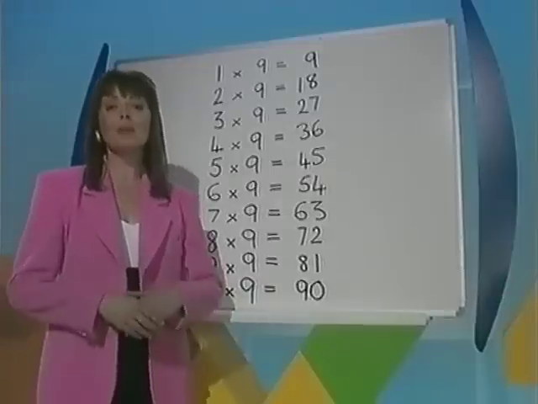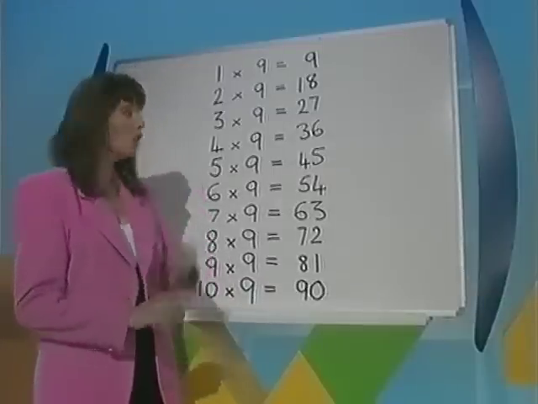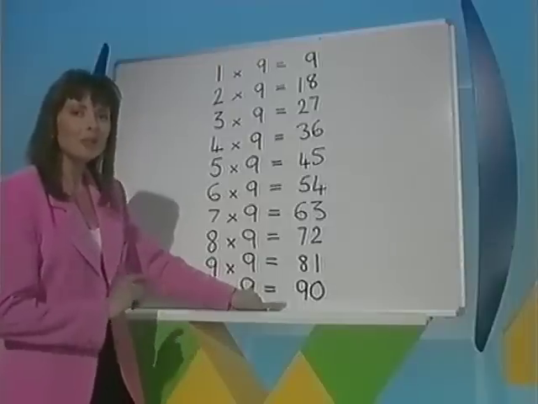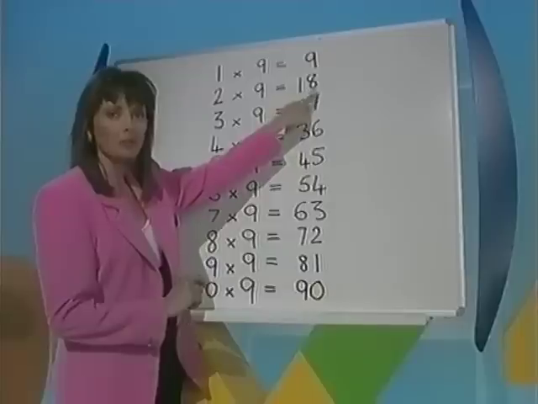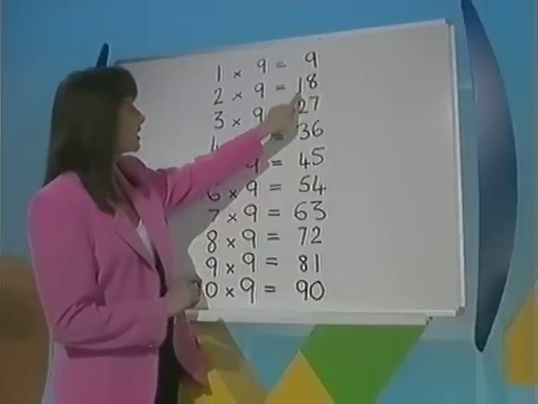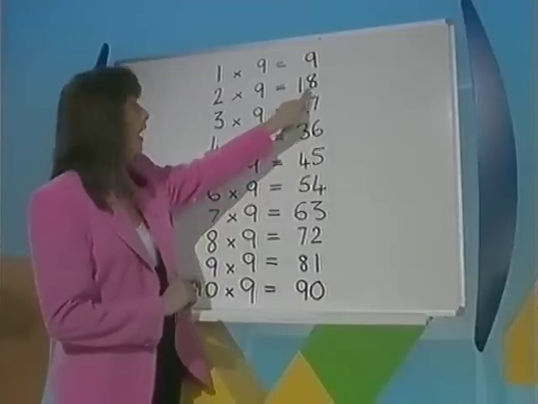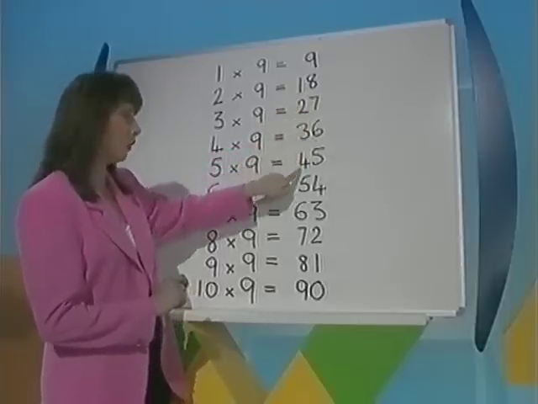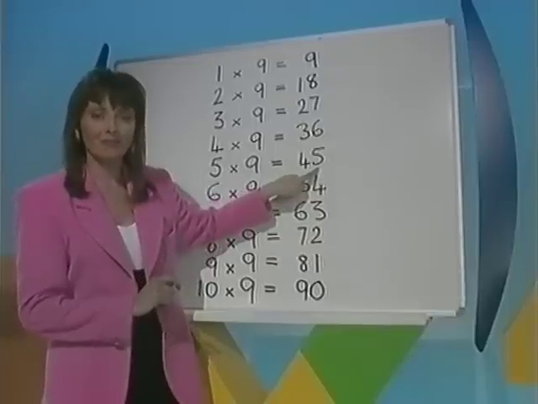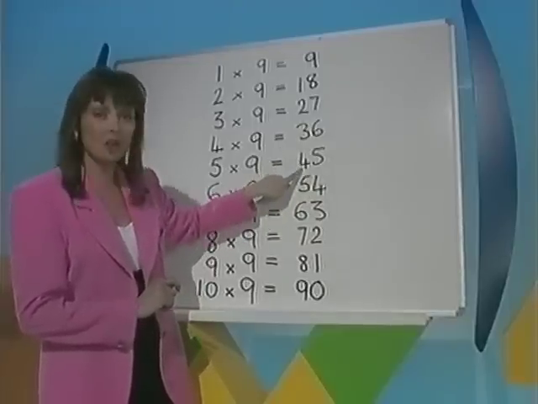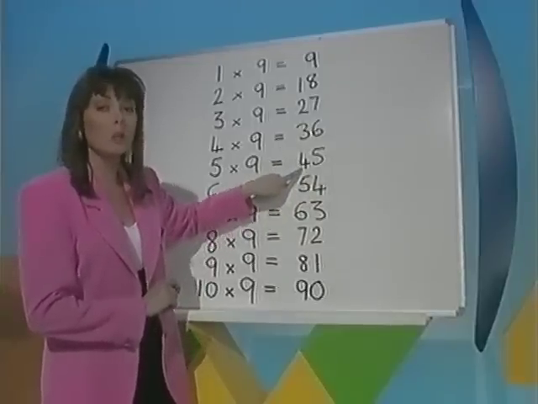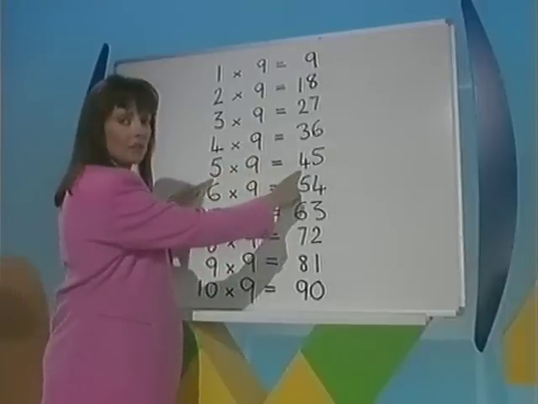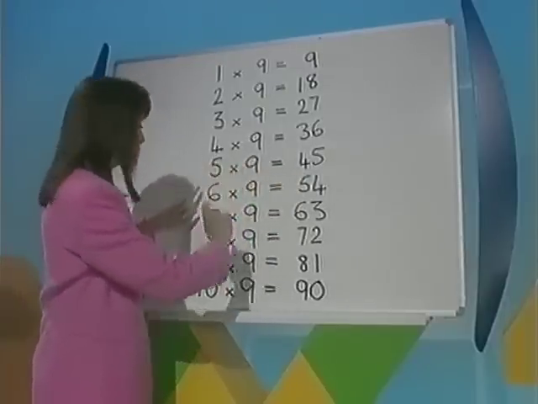How about this for a couple of ways to remember your 9s? Look at the answers up to 10 times 9. Now, if you add up the figures in both columns, they always come to 9. Look at this. 1 and 8, that equals 9. 2 and 7 is 9. 3 and 6 is 9. 4 plus 5 is 9. And the figure in the tens column of the answer is always 1 less than the number you've multiplied 9 by. So, sounds complicated, but look at this.